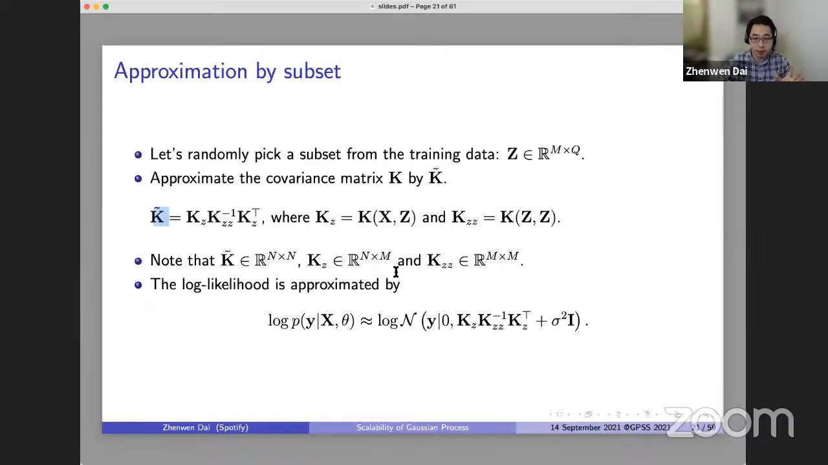We can simply plug that into the original log likelihood, and that results in an approximated log likelihood formulation in this form.